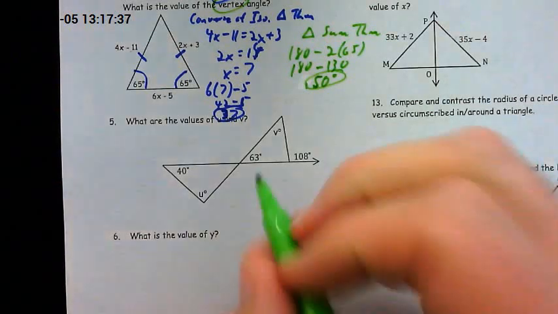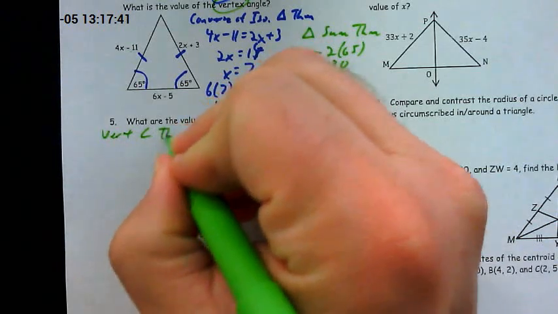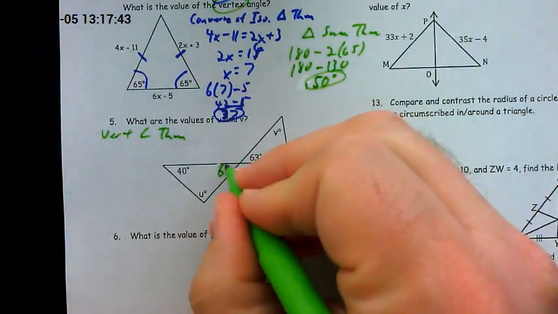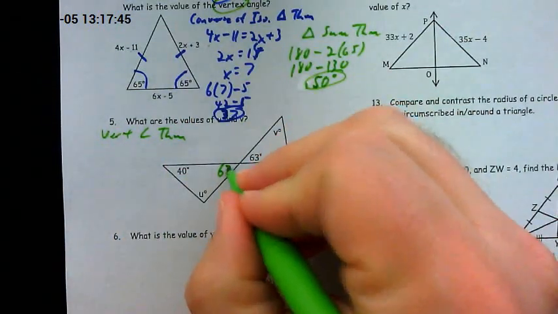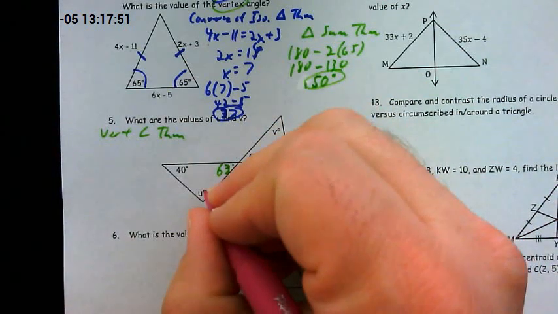First thing that we can do there, we got vertical angle. So use the vertical angle theorem to say, hey, this one has to be 63. Once you know that one's 63, then you can solve for what they're asking for, because they're not asking us for that angle. They're asking us for u and v.